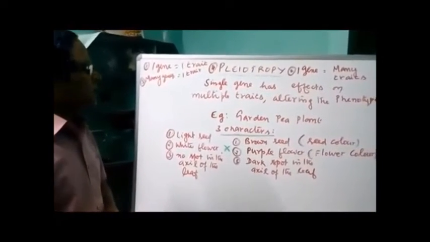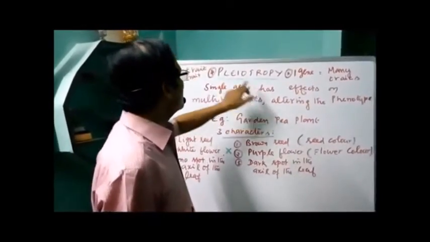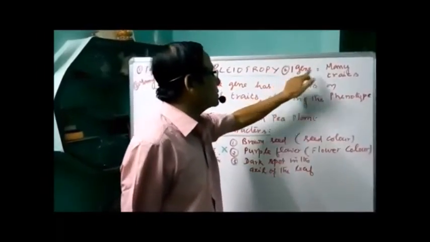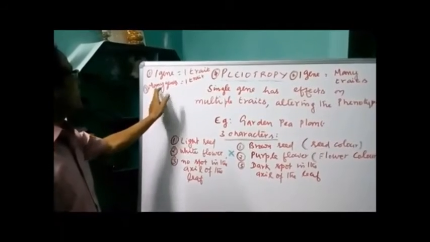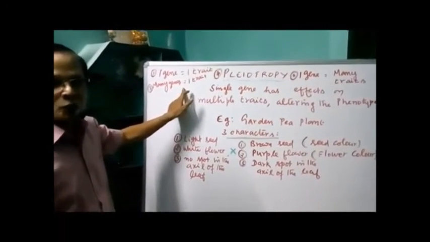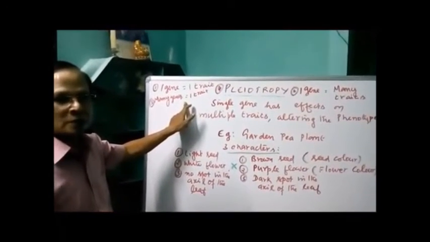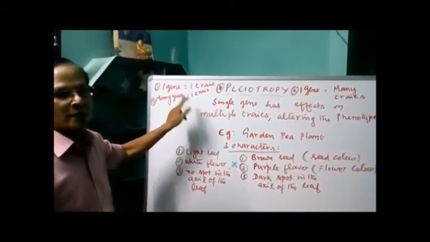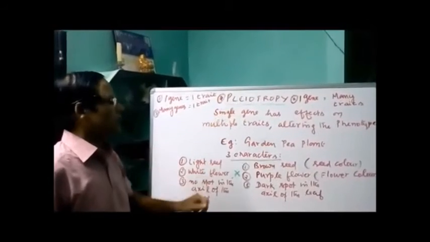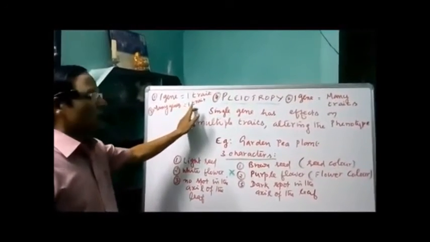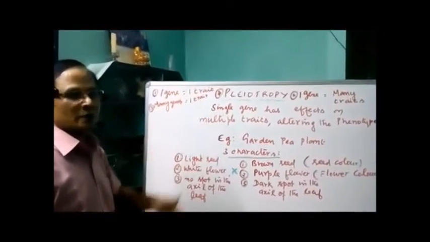recessiveness. Now the second one: a single gene controls many traits, and this is called pleiotropy. Now the third condition: many genes are involved in controlling a character, and they are called together polygenes. The inheritance is called polygenic inheritance. So, one gene, one trait. One gene, many traits, called pleiotropy. And many genes control one trait, called polygenic inheritance or the multiple factor hypothesis.